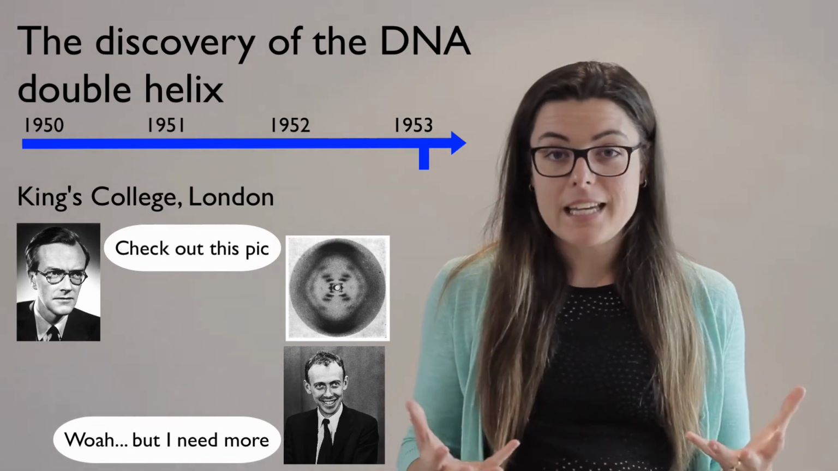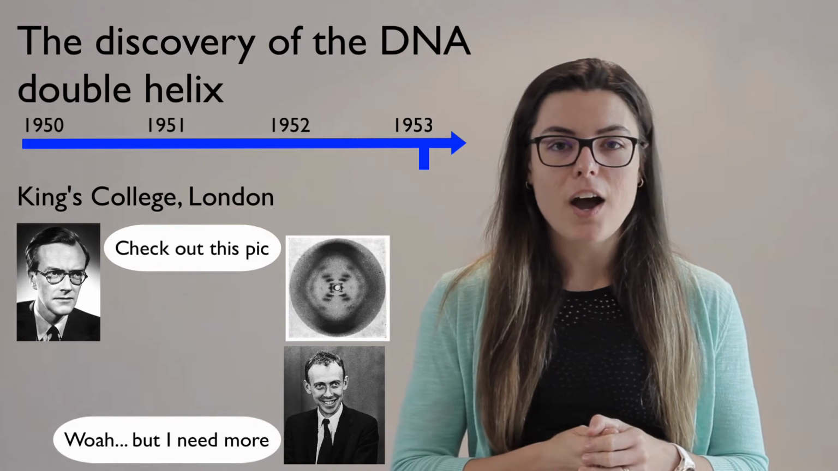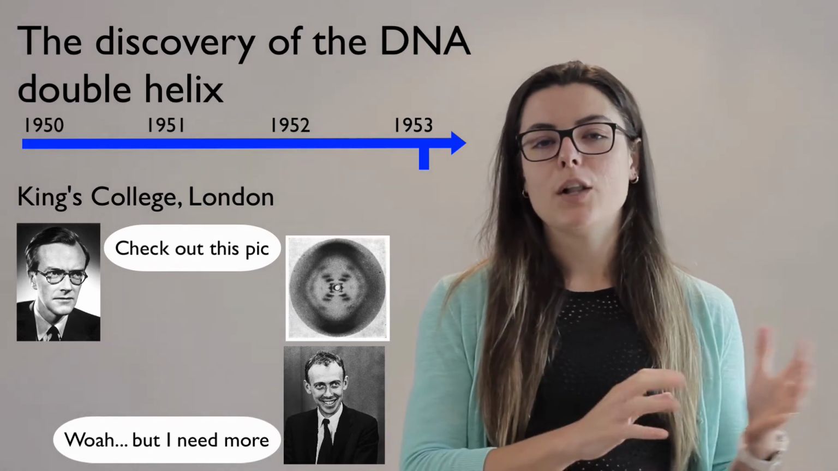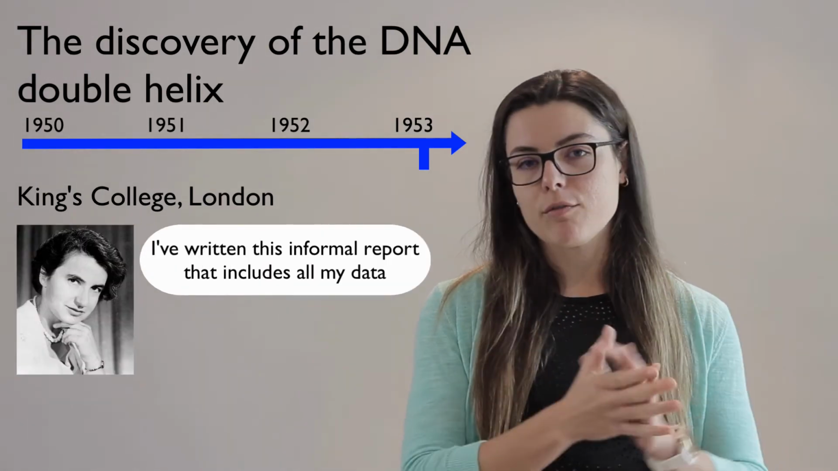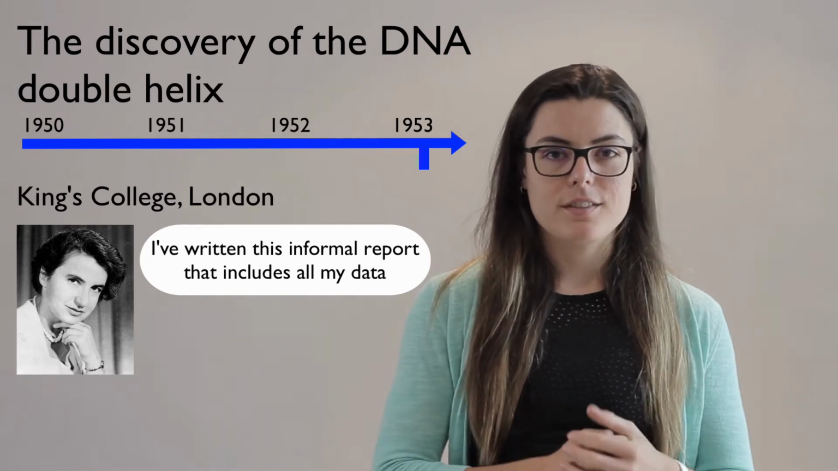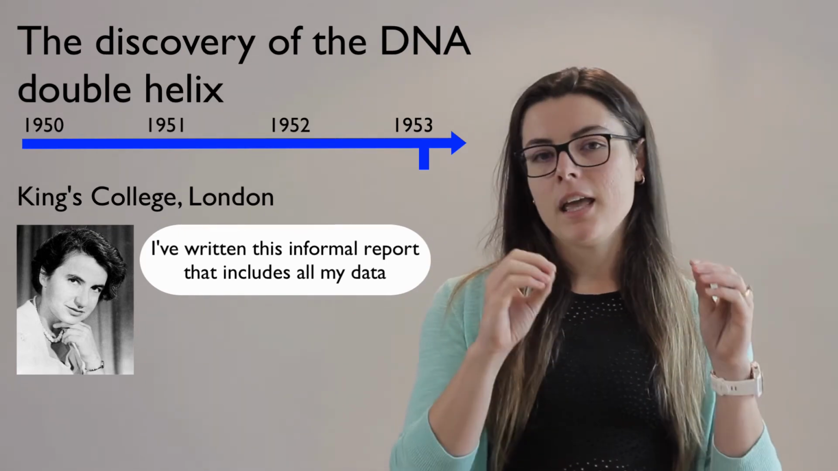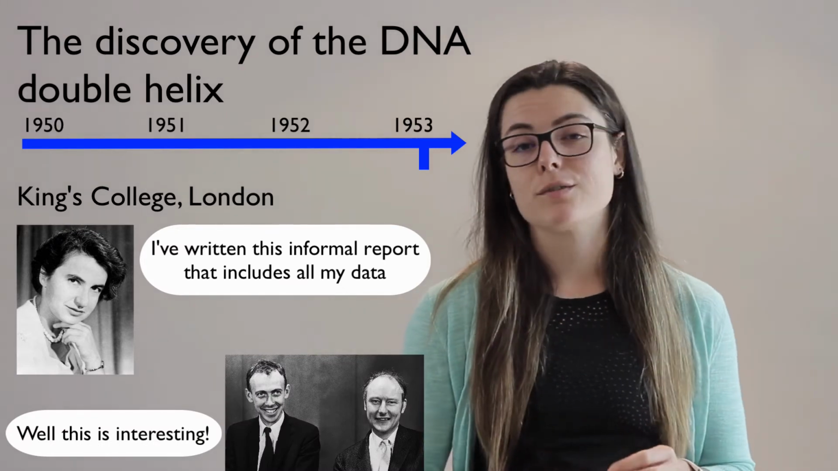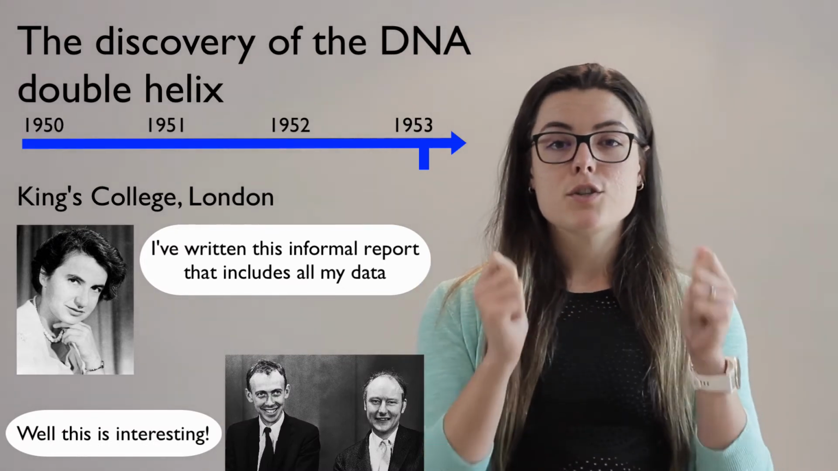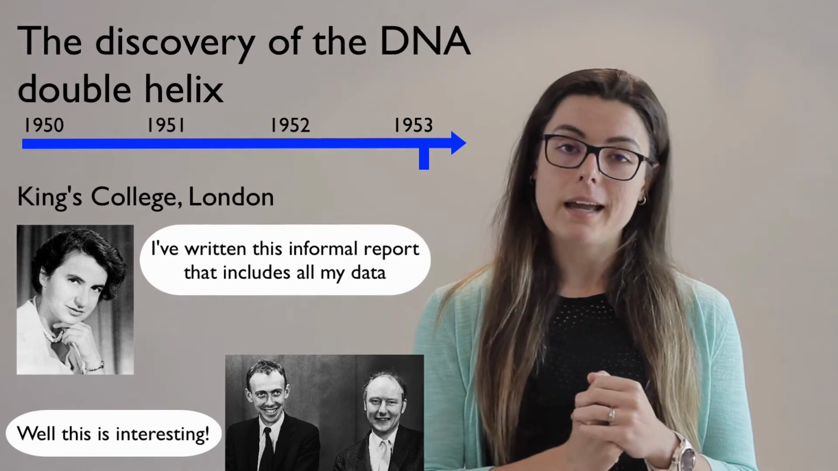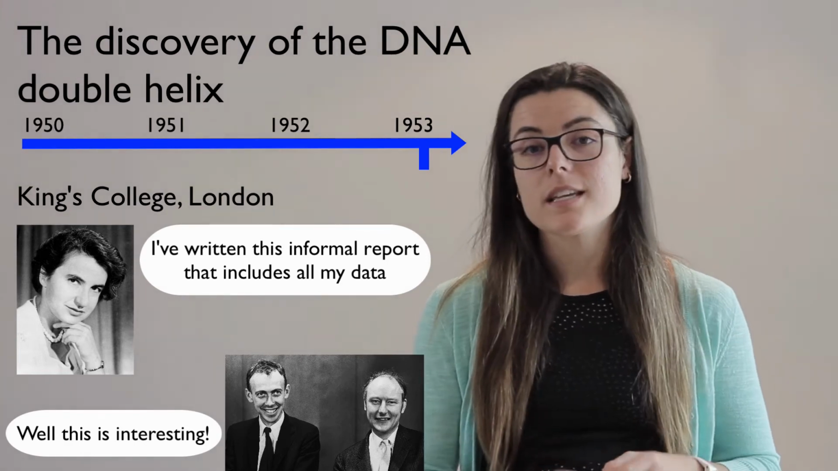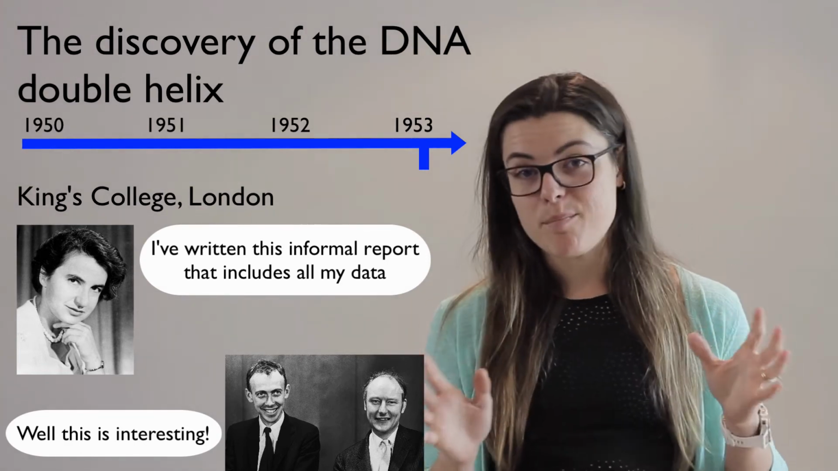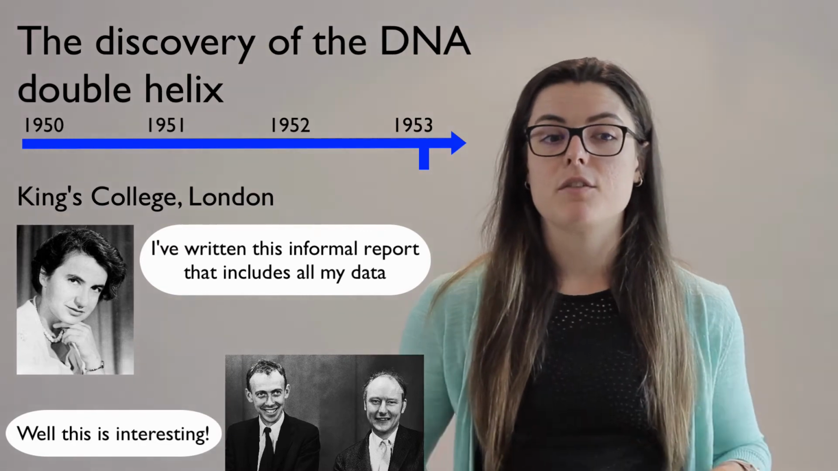Now, he didn't have access to the data at the time, but Franklin was included in writing an informal report about this experiment. And this report, this informal but not confidential report, made its way to the hands of the people at Cambridge University. And this was in early 1953, about February of 1953.